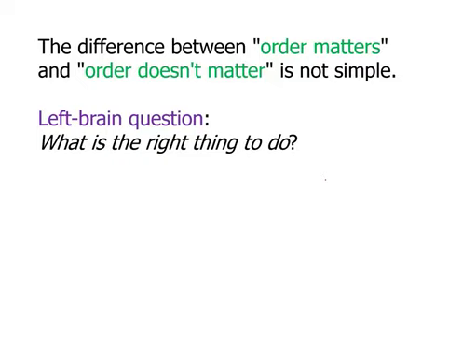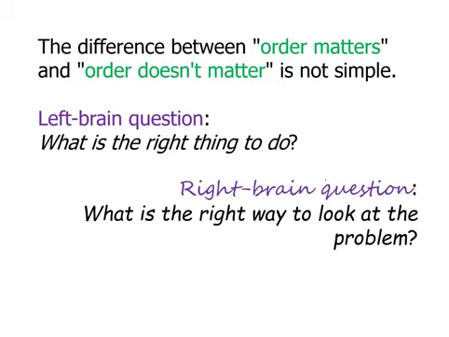Left brain wants a recipe. Give me a clear recipe and I know what to do. That's the left brain. The right brain is about the right way to look at a question. What is the right way to look at a problem? And if you get into that right brain mode, if you look at a problem the right way, then what to do becomes very easy once you're looking at it the right way.